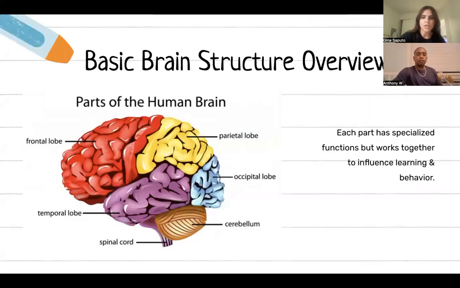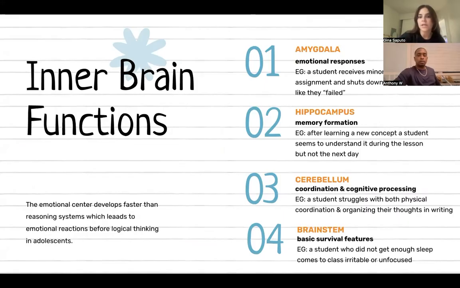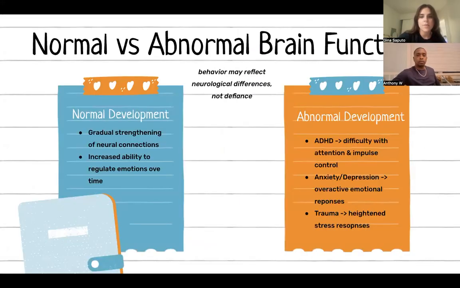Some basic structure. I go through these a little bit more in depth with the outer brain functions, like frontal lobe, parietal lobe, temporal lobe, all those things that students may struggle with: planning, focus, judgment, especially in adolescence. Then the inner brain functions, like the amygdala, the hippocampus, all these things that really help promote more logical and abstract thinking in adolescence. And then some normal versus abnormal brain functions. It talks about some abnormal development with ADHD or anxiety or trauma.